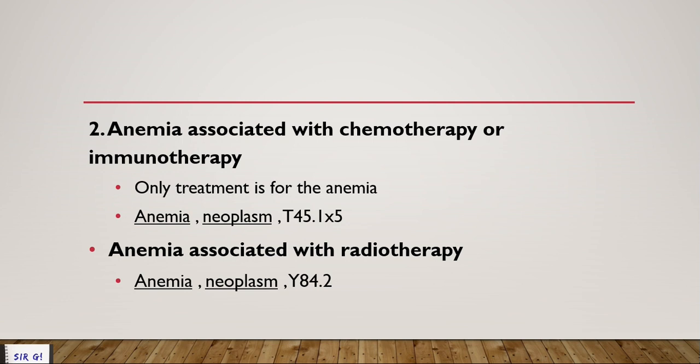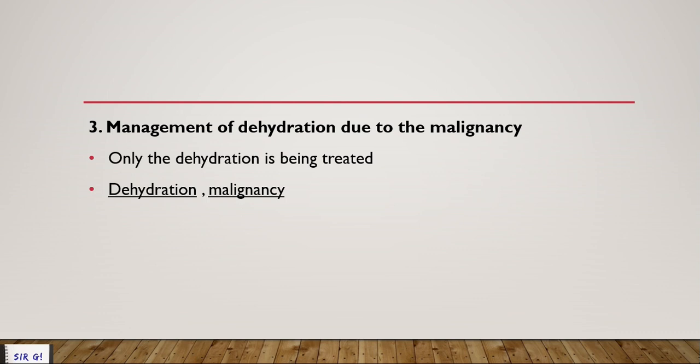But if it's anemia associated to malignancy, code first malignancy. But if the anemia is due to chemotherapy or immunotherapy, you need to code first for your anemia, followed by neoplasm, and your adverse effect of your immunotherapy or your chemotherapy. Anemia associated with the radiotherapy: anemia first, neoplasm, and your adverse effect of your radiation beam radiotherapy.